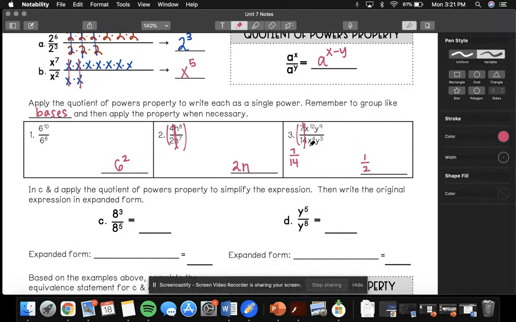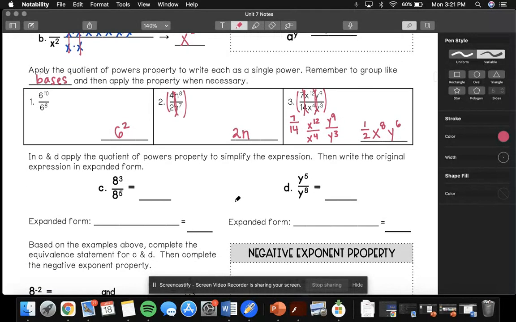Then I'm going to group the x's together because, again, we like common bases. So we have x to the 12th over x to the 4th. Okay, I can do 12 minus 4. In my brain, I just like to say, okay, I have 8 more on top, so x to the 8th, okay? And then finally, I have y to the 9th over y to the 3rd. I have 6 more on top. 9 minus 3 is 6, so I have y to the 6th.